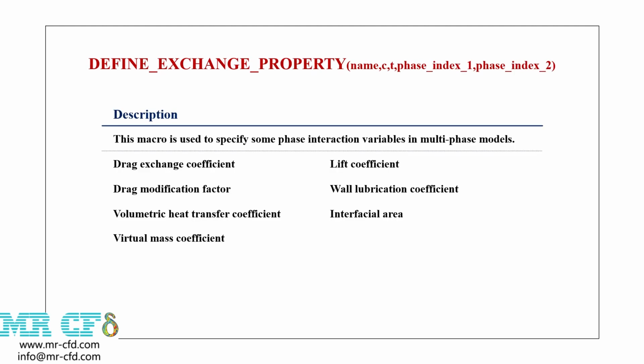In another example, we introduce the define exchange property macro. This macro is used to estimate variables related to the interaction or confrontation between phases in multiphase models. In fact, these interfacial variables result from the collision of two different phases with each other in multiphase flows. Variables such as the drag change coefficient, drag correction factor, volumetric heat transfer coefficient, virtual mass coefficient, lift coefficient, lubrication coefficient, and interfacial area are among these interfacial variables.